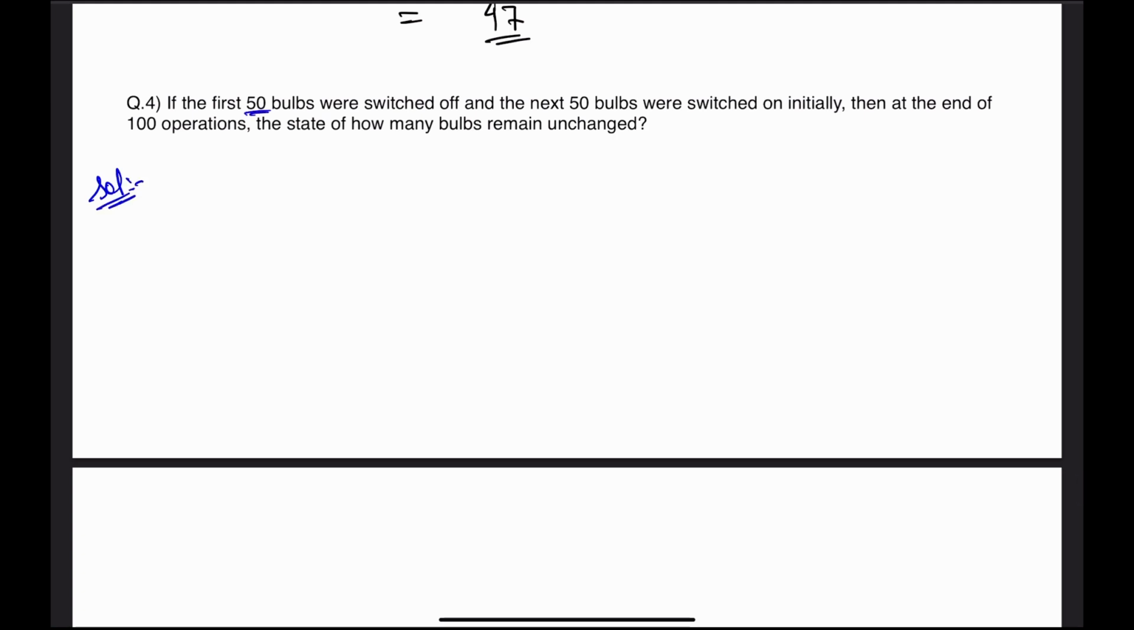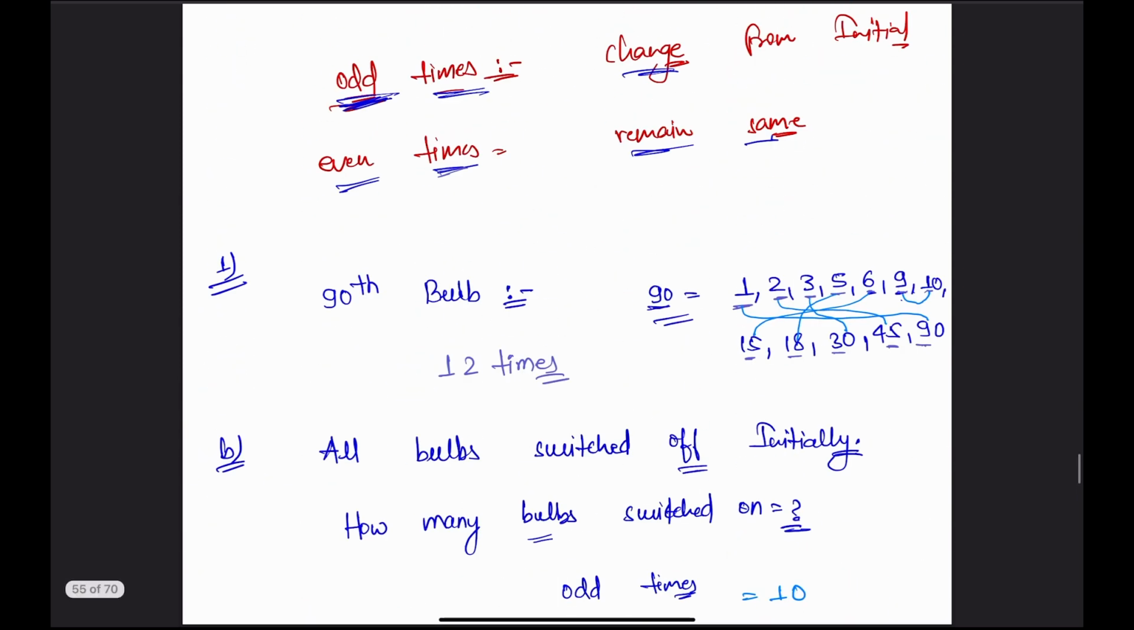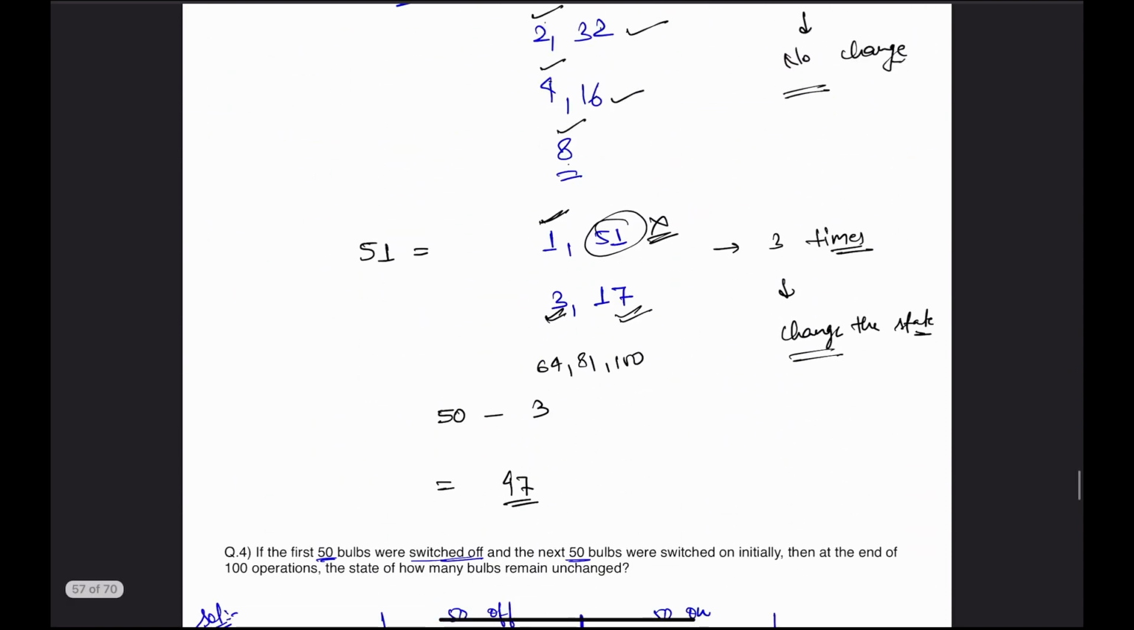So if the first 50 bulbs were switched off and the next 50 were switched on, let's use the same analogy that we did. This is a line: initially 50 off and here 50 on. Then at the end of 100 operations, how many bulbs remain unchanged? So again the same concept. Unchanged we have already said means remain same, so even times, right?